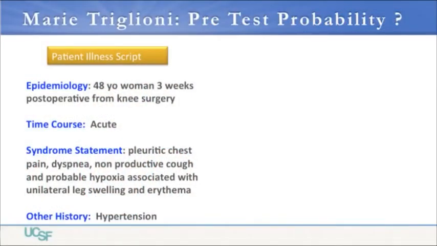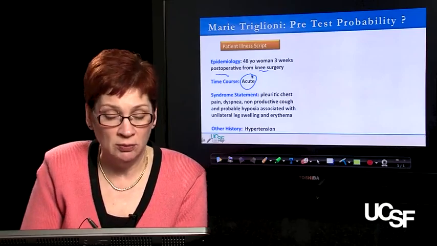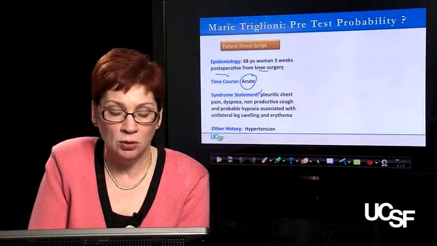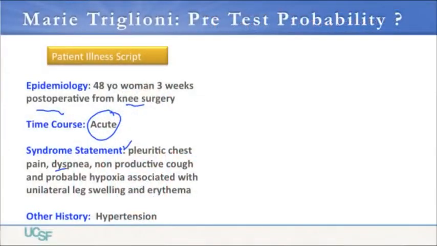Epidemiology: she's a 48-year-old woman who is 3 weeks post-operative from leg surgery. Time course is acute. She was fine yesterday, and today she has this new symptom. Her syndrome statement is pleuritic chest pain. Her pain gets worse with increasing breathing. Dyspnea, processed from shortness of breath and breathlessness. Non-productive cough. And probable hypoxia with that pulse ox of 94%.